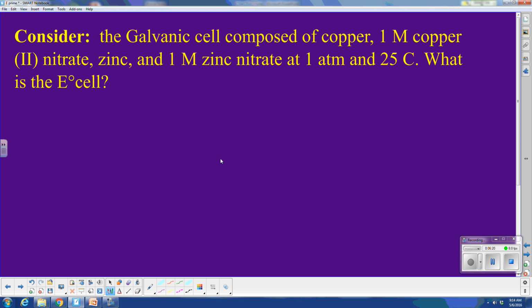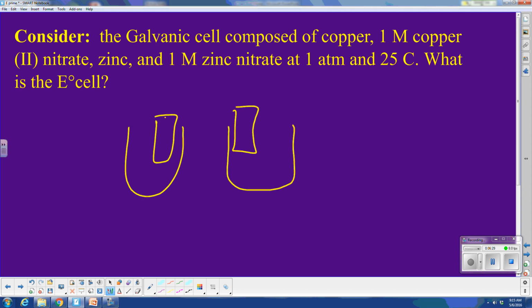Okay, that shouldn't have been a problem. We have our cell, and I always like to draw these for myself. You guys may not need it. So here's my cell, right? I have my two electrodes. They're attached. I have my salt bridge. I have some solutions in here.